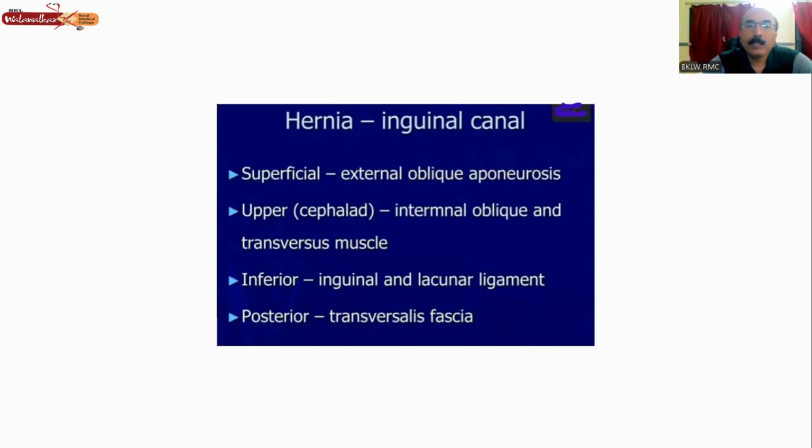Now, the boundaries of the inguinal canal: superficially there is the external oblique aponeurosis. Cephalad, there are the internal oblique and transversus muscles. Inferiorly, there are the inguinal and lacunar ligaments, and posteriorly, there is the fascia transversalis.